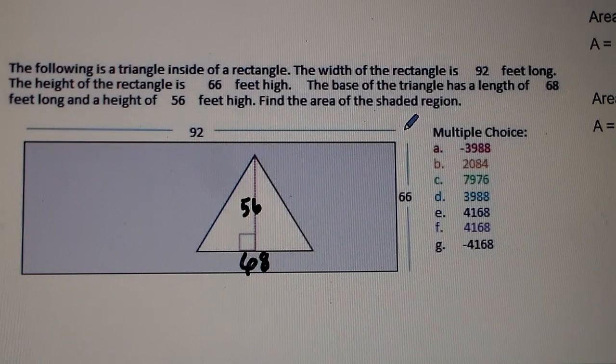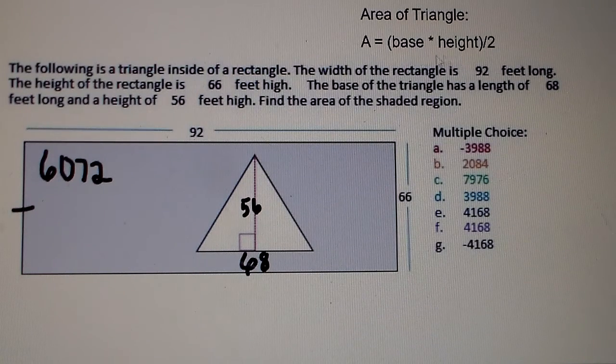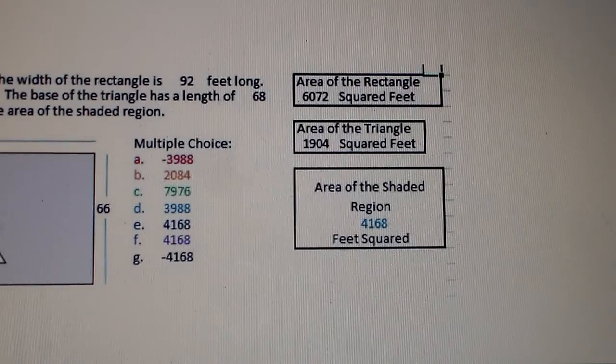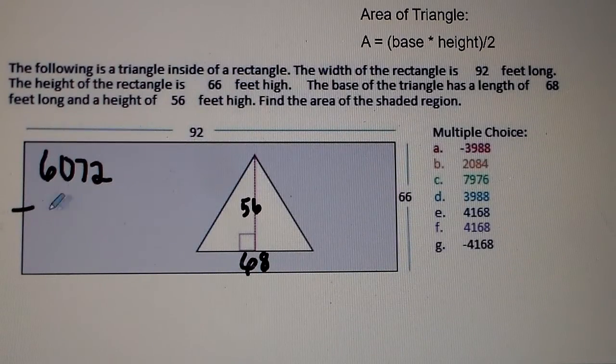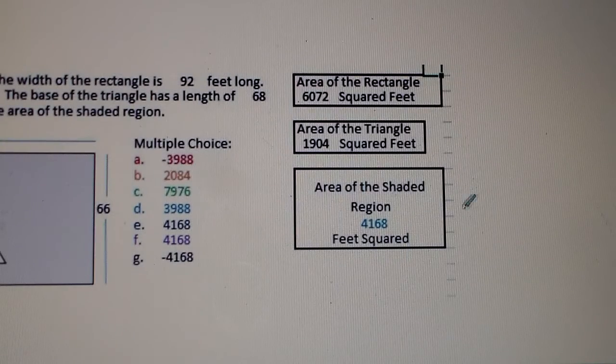So you find the area of the rectangle, which is length times width. So 92 times 66, which gets you 6,072. You just type that into the calculator. Then we're going to subtract the triangle. The area of a triangle formula is base times height divided by 2. So 68 times 56 divided by 2, that's going to get you 1,904. We're going to subtract that out. When we do that, 6,072 minus 1,904, we're going to get a region of 4,168.